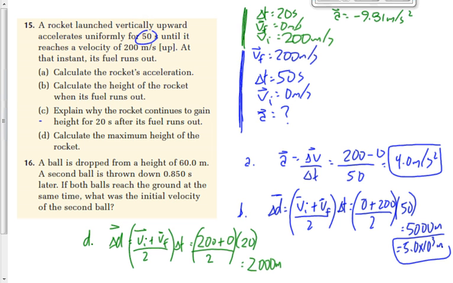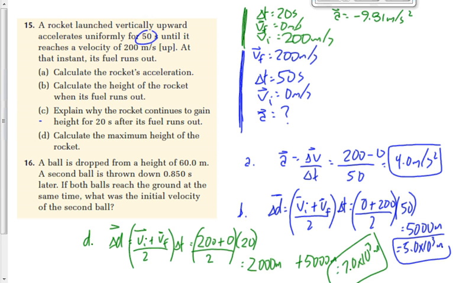Okay. 7,000 meters. Look, what have we just found? We've just found the displacement during the gravity phase. But it was already 5,000 meters above the ground. So we got to add that to the 5,000 meters. Works out to be 7.0 times 10 to the 3 meters, or 7,000 meters.